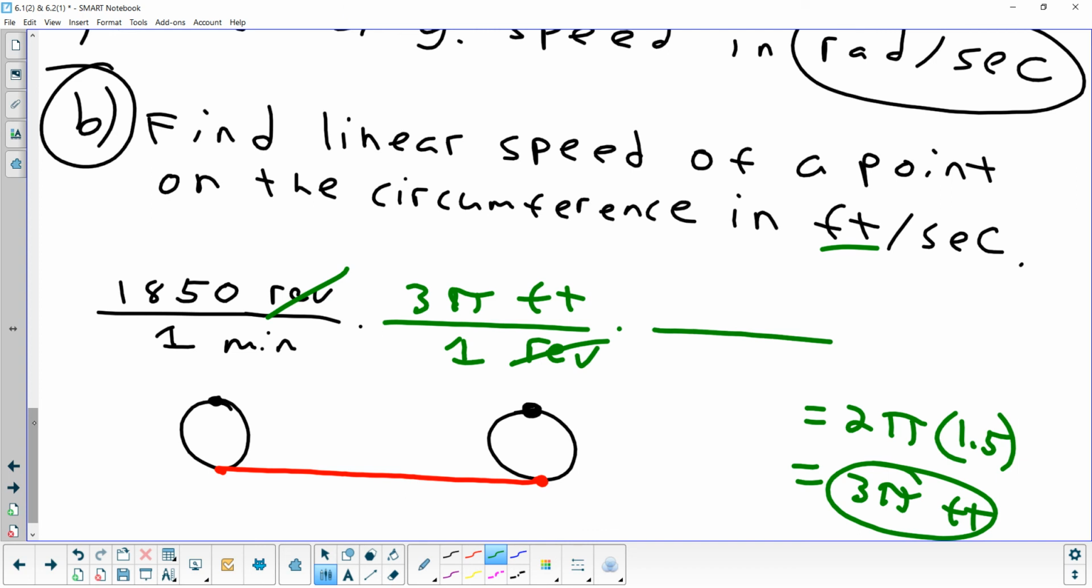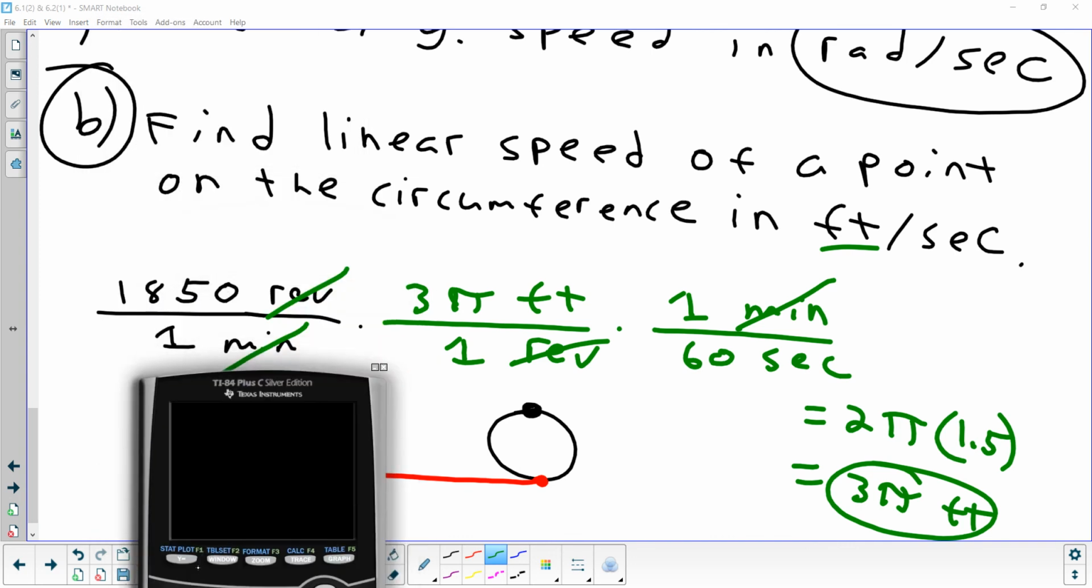1 minute over 60 seconds. Minutes is gone, and now my units are feet per second. All right, and that's probably the hardest type of problem from the angular to linear stuff, where you have to involve circumference.